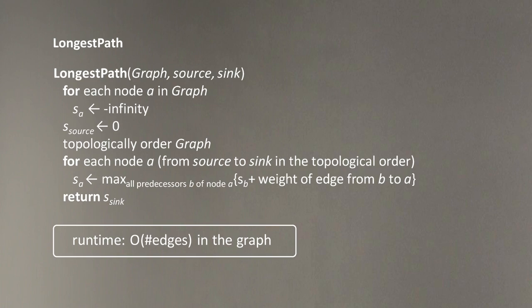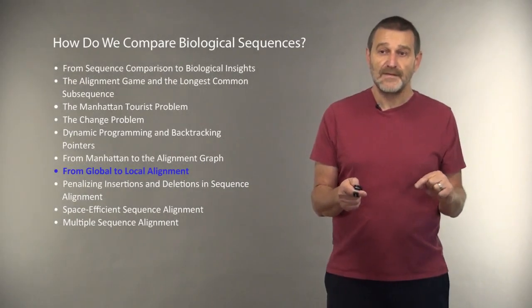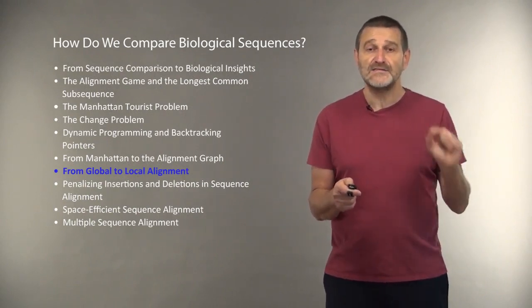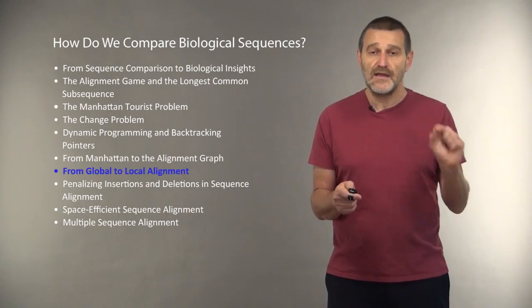What is the runtime of this algorithm that we will use heavily in the remainder of this lecture? Well, when we run dynamic programming, we look at every edge in the graph just once to update the node that this edge goes into. Therefore, the runtime of the dynamic programming algorithm for finding longest paths is proportional to the number of edges in the graph. And we are now ready to look at different varieties of sequence alignment problems in biology.